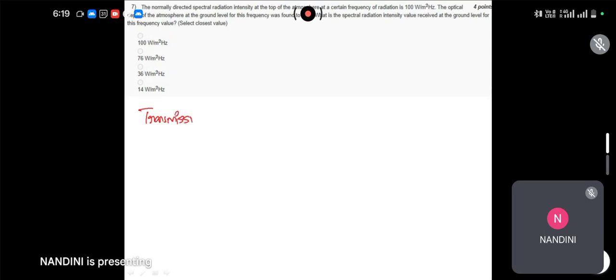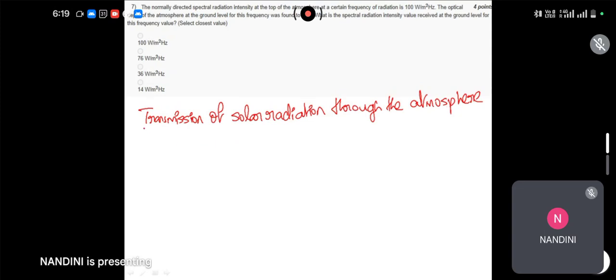Transmission of solar radiation through the atmosphere. So we are ignoring the scattering and reflection of clouds and aerosols. Solar radiation is either getting absorbed or transmitted. We are considering only absorption or transmission. We are neglecting the scattering and reflection that is happening in the atmosphere for simplicity.